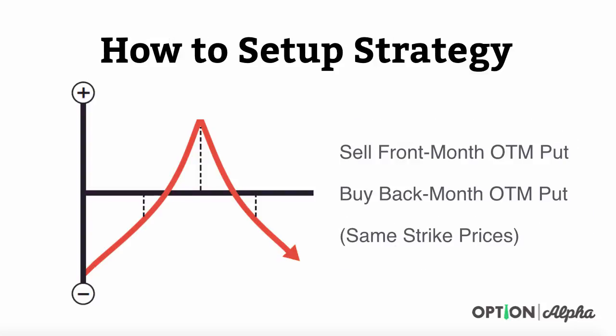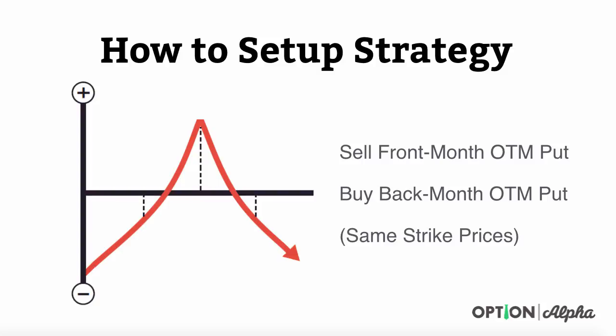Now, how do we set up this trade? The first thing that we're going to do is we're going to sell the front month out of the money put option. So front month options, we typically target anywhere between 20 and 45 days or so, maybe around 30 days. That's the kind of example that we'll be going over today in this video.